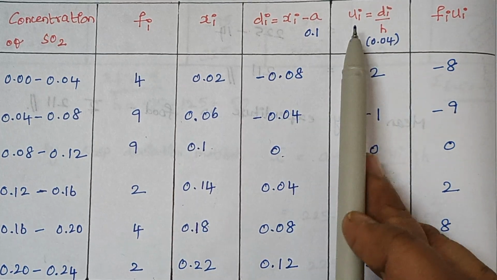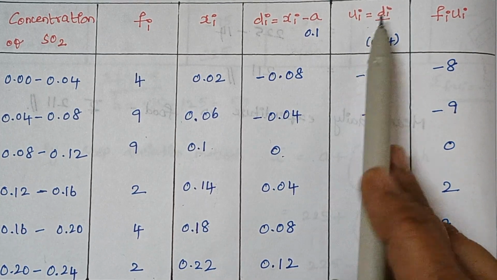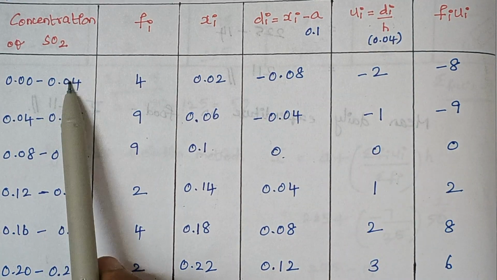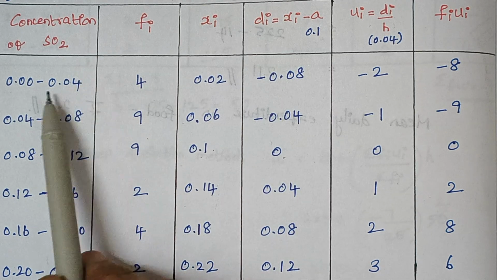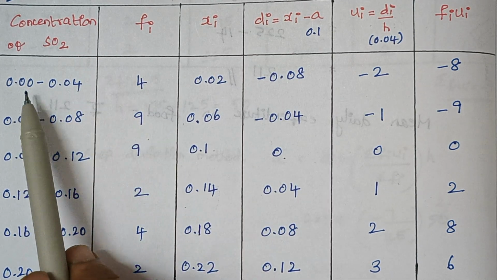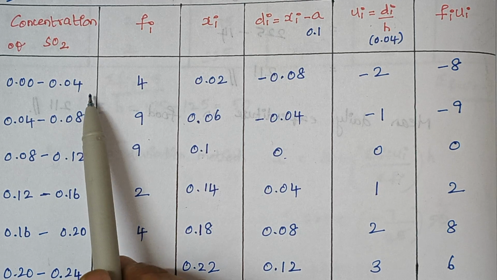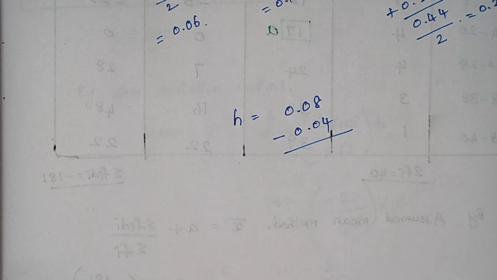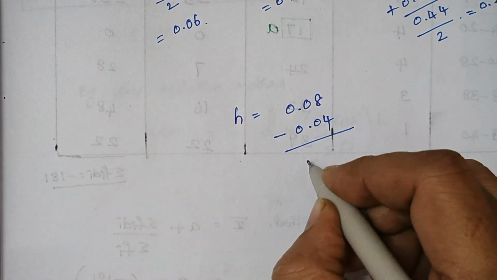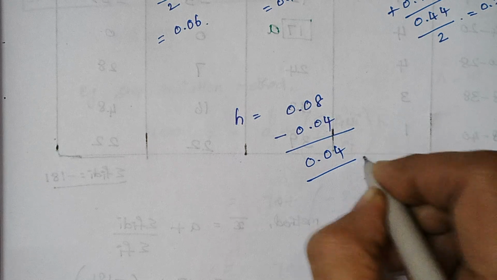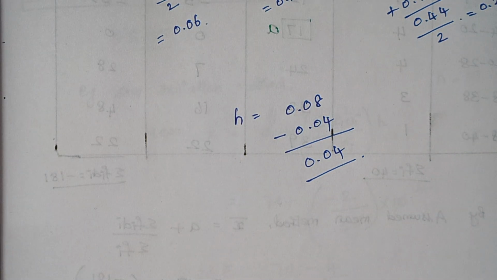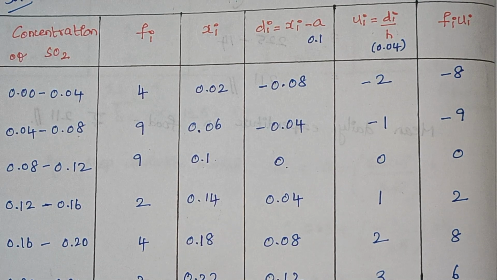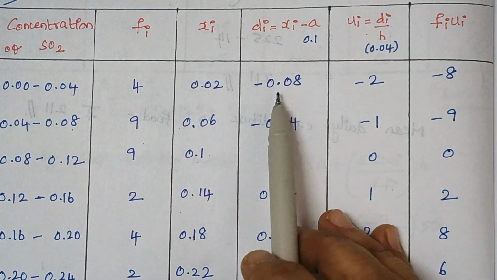And the next thing is finding Ui. Ui is nothing but Di by H. So what is the H here? H is the difference between these two values. That is, 0.04 minus 0.00 gives you 0.04. Or else you can take this one. I am subtracting these two values, so the answer is 0.04. Just the difference. So the value of H is 0.04.